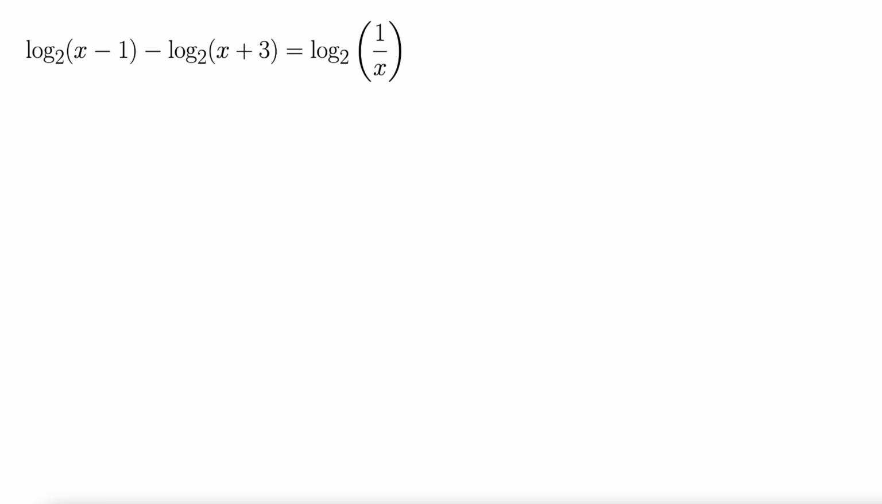So the first thing we need to do, no matter what here, is we use the properties of logarithms. A minus outside of the logarithm means we combine with division inside the logarithm. So here we have log base 2 now of x minus 1 over x plus 3. You always combine as much as possible into a single logarithm. Okay, and then we'll just leave the right side alone here, log base 2 of 1 over x.